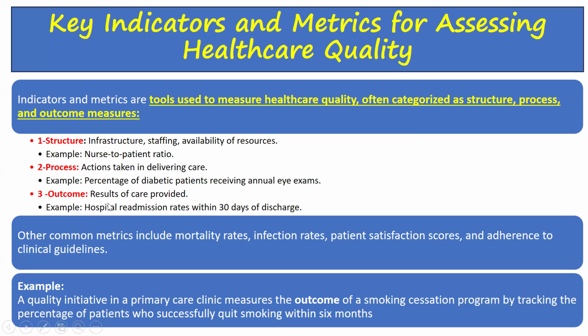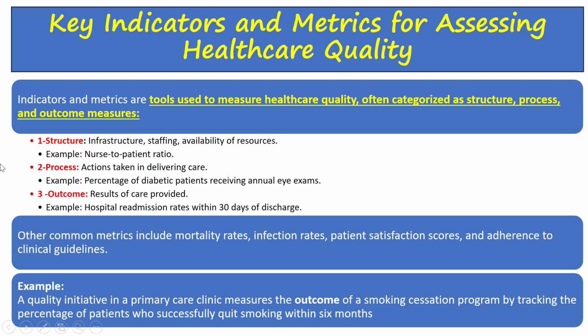Number one, structure. Structure is about the infrastructure. How is the hospital? Is it big enough? Is it spacious? Is it well ventilated? Staffing: what is the number of staff in that hospital? Availability of resources: is the hospital having enough resources? So if the answer is yes to all these, then we can say there is quality in that hospital.